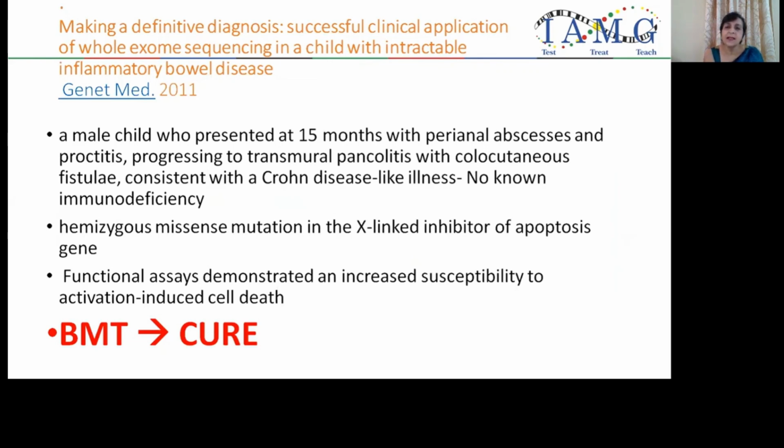Here, a child had multiple abscesses until 15 months of age, and the cause could not be identified. Finally, next generation sequencing, exome and whole genome sequencing was done, which identified a mutation in a gene called inhibitor of apoptosis. So it was decided that this could be the cause of his disease, and then the possibility of bone marrow transplantation as a treatment was considered, and he was cured with BMT. This is an example of how research can be translated from bench to bedside for patient care.